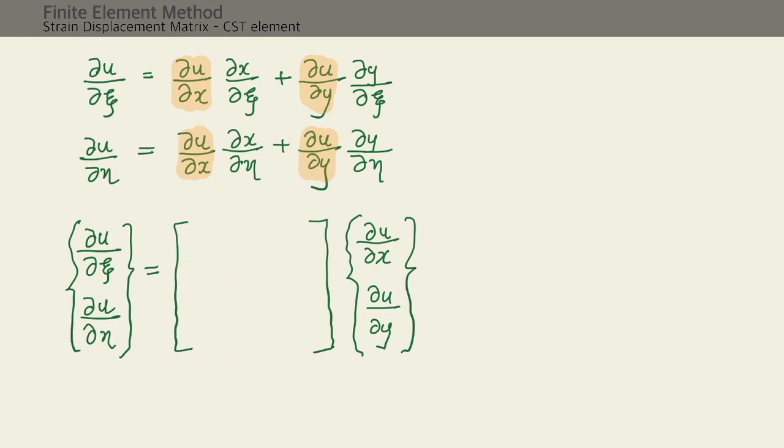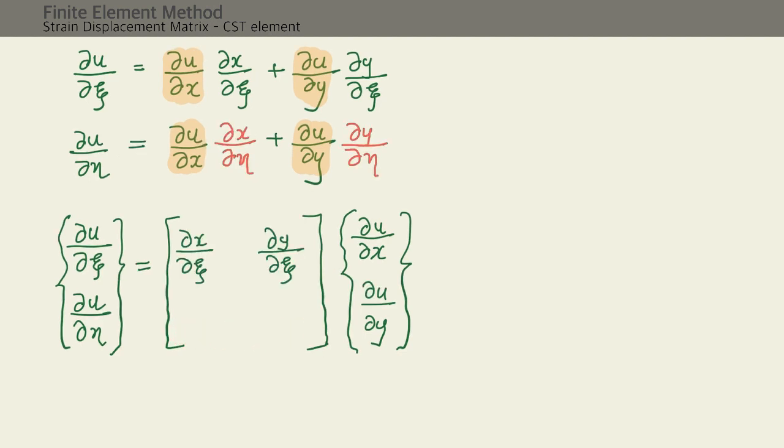The first row would be from the first equation. So the first element is dou x by dou psi. The second element is dou y by dou psi. And the second row will come from the second equation. So dou x by dou eta here and dou y by dou eta at the last element. I have changed the color for you to quickly identify where these elements are coming from in the matrix. I will write this matrix as the J matrix. This is the Jacobian of transformation.